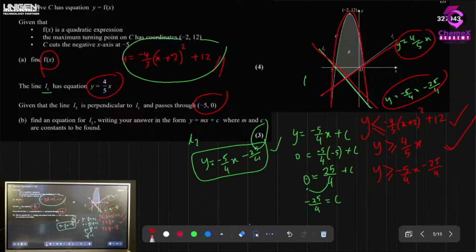What else? Can you give me another? Do you have any other? No, right? Only these three. So if you write all these three, you get full marks.